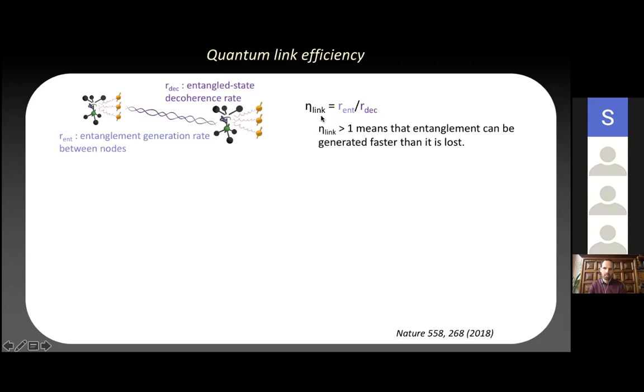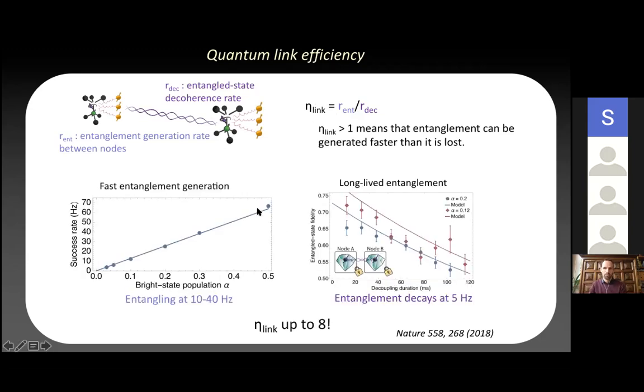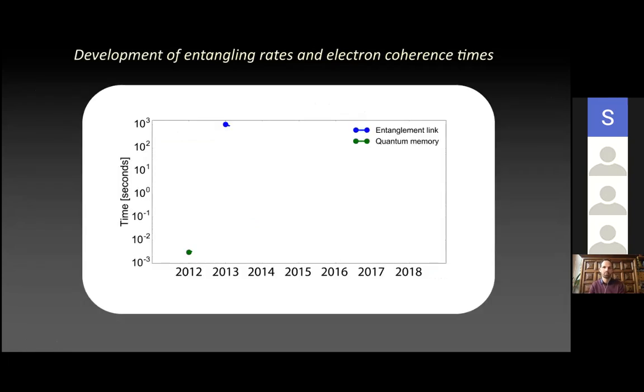And if you can do this, quantum link efficiency larger than 1, it actually means that you generate entanglement faster than you lose it due to decoherence. And in the experiments we did 2 years ago, we could actually show that this fast entanglement generation at a 10 hertz level, combined with protection of the entanglement using dynamical decoupling, where they only decay at 5 hertz, we actually got quantum link efficiencies up to 8. So we were now able to cross that bound.